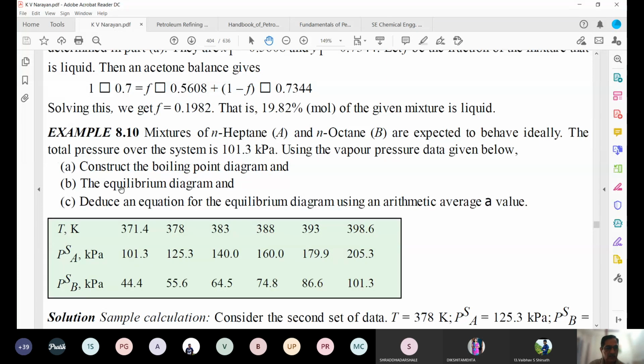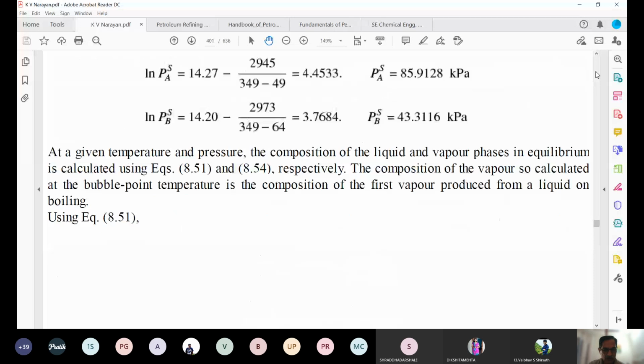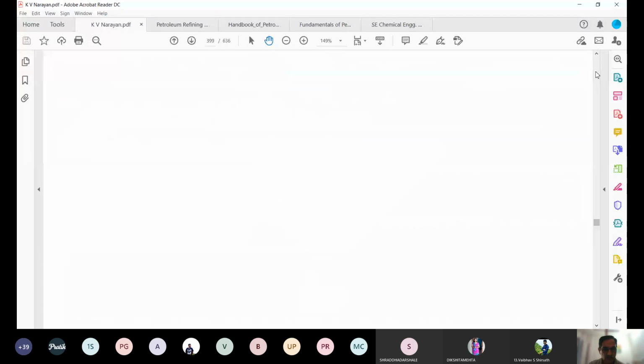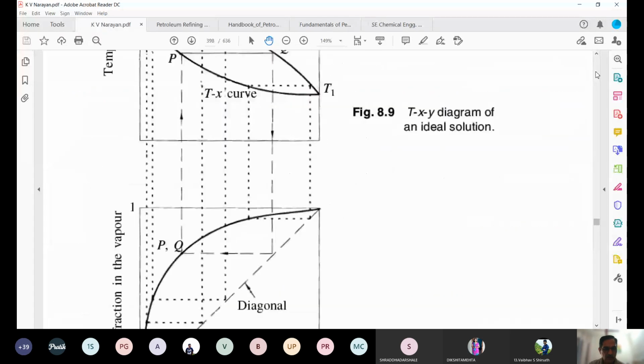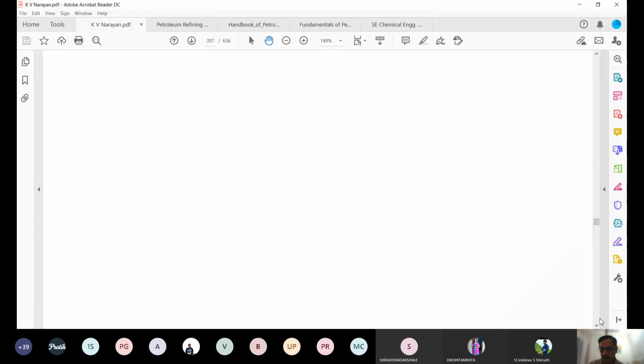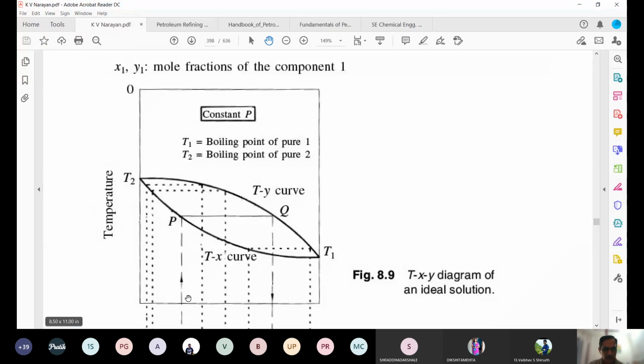The second part is the equilibrium diagram. What is the equilibrium diagram? Sir, the tie line. The equilibrium diagram is nothing but the y-x diagram. You calculated both y and x, right? So all you do is draw this. This is your TXY diagram: temperature on the y-axis, and x and y on the x-axis. You will get a T-y curve, which is temperature versus y, and a T-x curve, temperature versus x. So two curves will come, joining at T1 and T2.